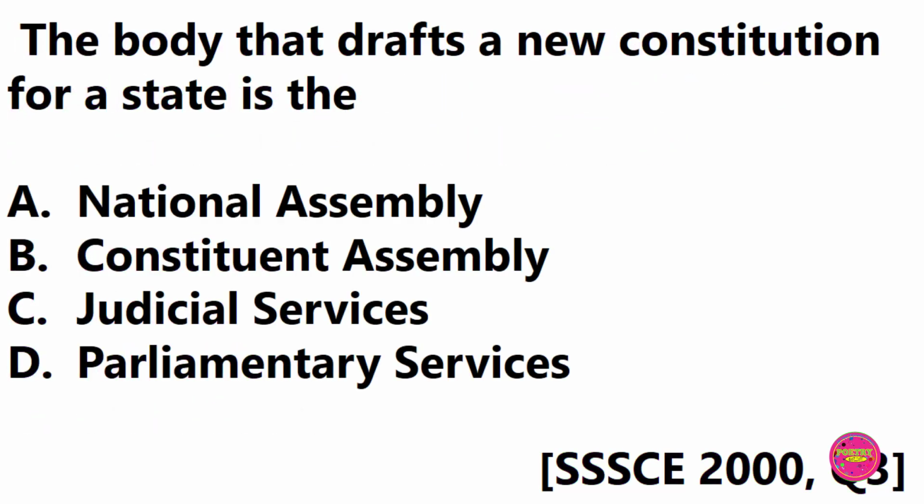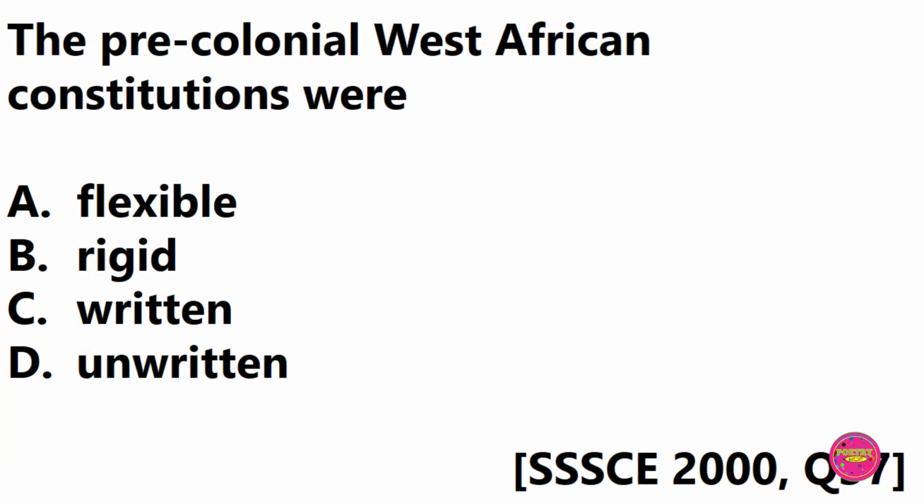The body that drafts a new constitution for a state is there A. National Assembly. B. Constituent Assembly. C. Judicial Services. D. Parliamentary Services. The correct answer to this question is B. Constituent Assembly.